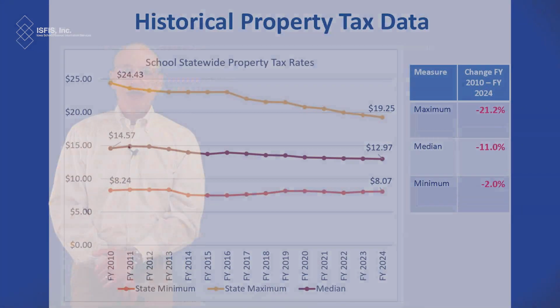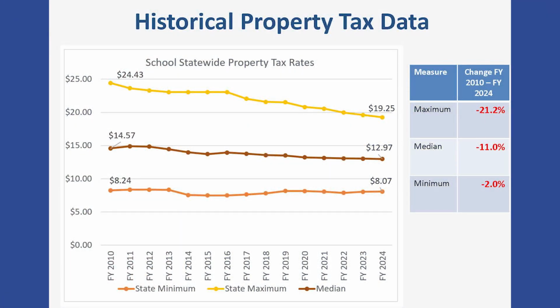School district property tax rates have fallen over the last 15 or 20 years. Over the last decade, there's been a significant reduction in property tax rates. The highest property tax rates in school districts in the state have gone down by over 20%. The average valuation district has gone down by 11%, and even the very low property tax rate districts have seen a decline of about 2%. So property tax rates have declined for school districts over the last 15 years.